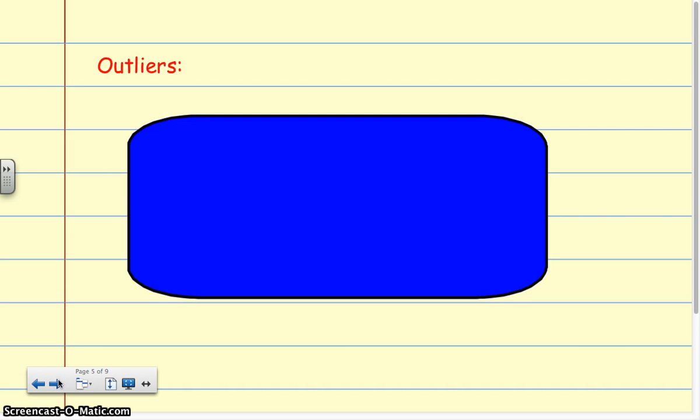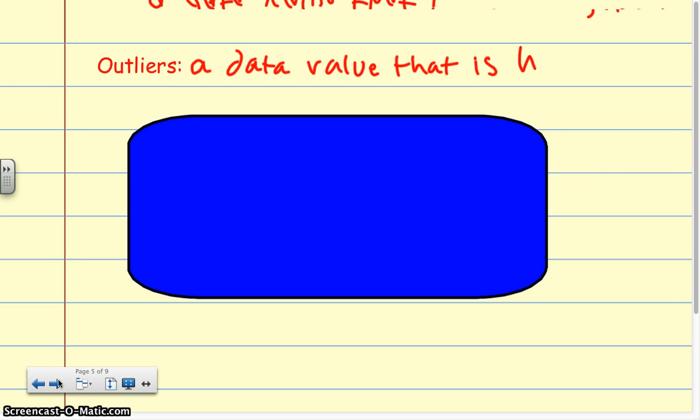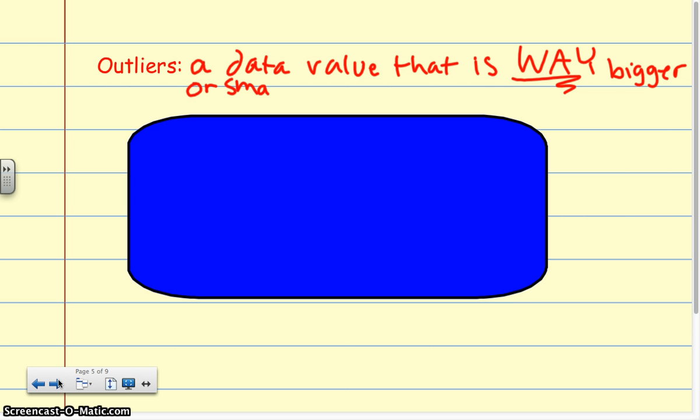Right, we're going to just jump right into outliers. An outlier is a data value that is way bigger, and I'm talking way outside the norm, bigger or smaller than the other data values. So an outlier is a data value that is way bigger or smaller than the other data values.